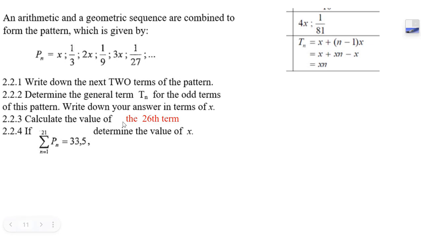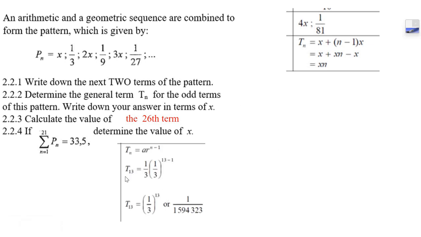Now calculate the value of the 26th term. Well, the 26th term here in this series, we're talking about the 26 terms of Pn. Well, that would be half of the terms of the even terms. Half of 26 is 13. That's why we're actually looking for the 13th term of this geometric sequence. That's 1/3 and 1/9. Sorry, it says 1/3. A is 1/3. And R is 1/3. It's getting multiplied by a third. Well, that's why that's the answer.